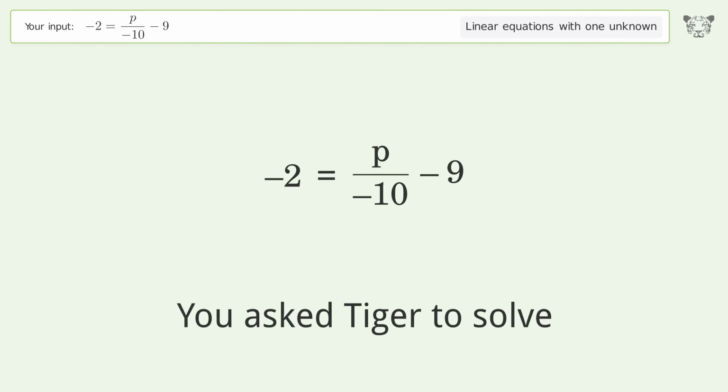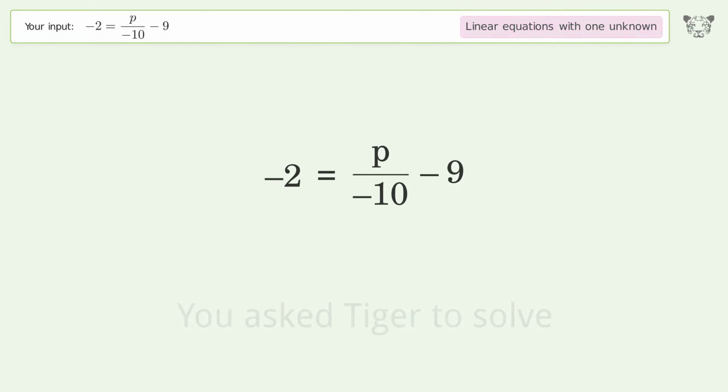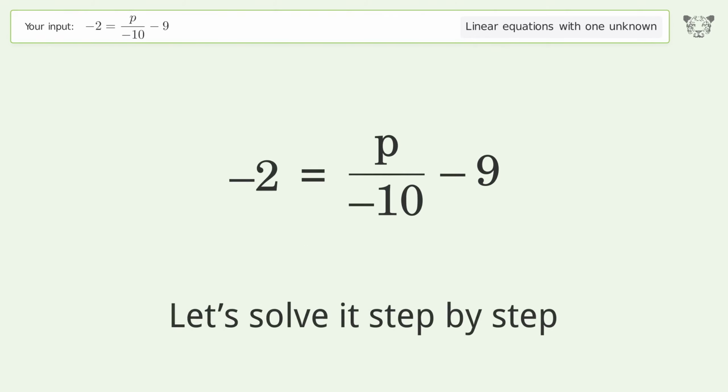You ask Tiger to solve. This deals with linear equations with one unknown. The final result is p equals -70. Let's solve it step by step.